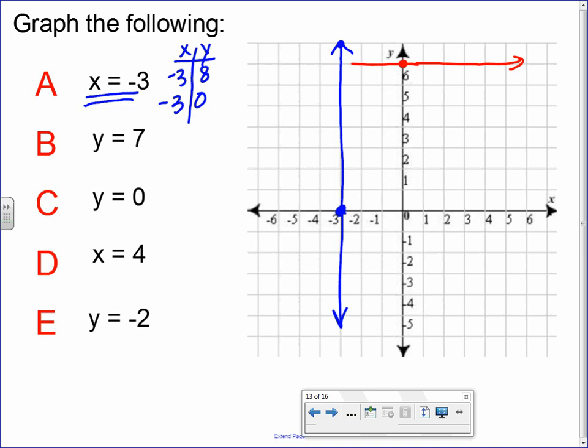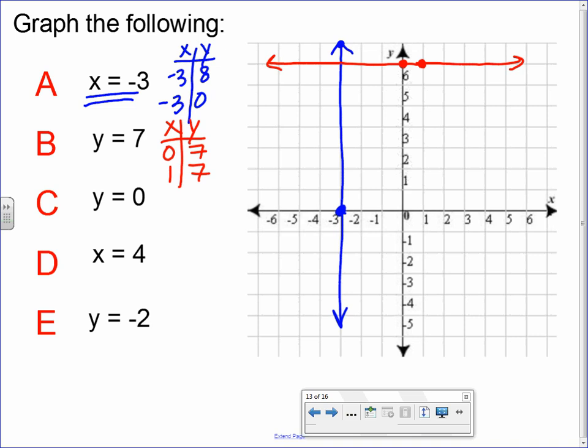The other option, if you don't remember what it is, make an XY table, and it doesn't matter what you put in for x. So let's say I put in 0 and 1. Your y coordinate must be 7. That's why it has that equation. Every point on that line has a y coordinate of 7. That's why it looks horizontal. So then you could plot those. You could plot 0, 7. You could plot 1, 7, which would be here. And then connecting them would create the line.